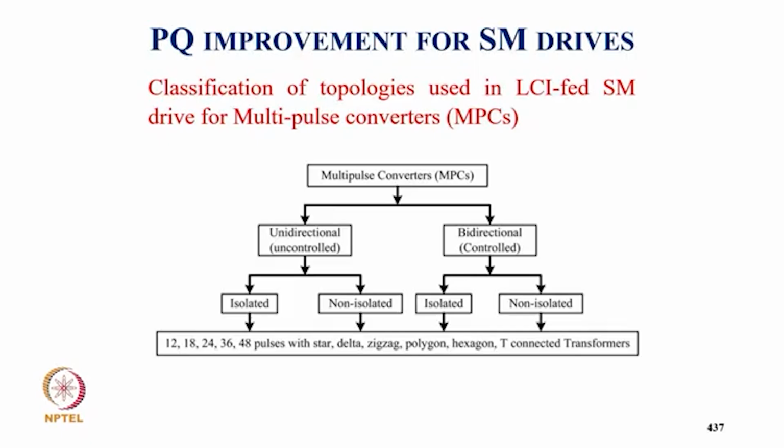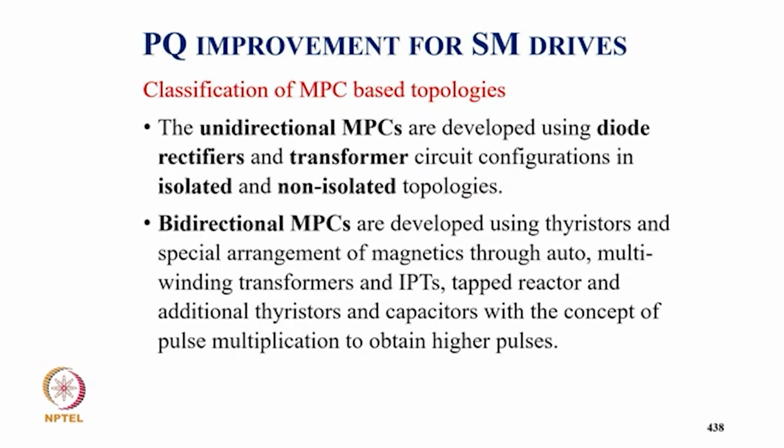This is the classification of topology. Multipulse converters are unidirectional, like isolated and non-isolated, and bidirectional, like isolated and non-isolated, with different pulses like 12, 18, 24, 36, 48 pulses with star, delta, zigzag, polygon, hexagon, T-connected transformers. Now, in the classification, the unidirectional multipulse converters are developed using diode rectifiers and transformers. Bidirectional multipulse converters are developed using thyristors, with spatial arrangement of magnetics through autotransformers, multi-winding transformers and interface transformers, tap reactors, and additional thyristors and capacitors with the concept of multiplication to obtain a higher number of pulses.